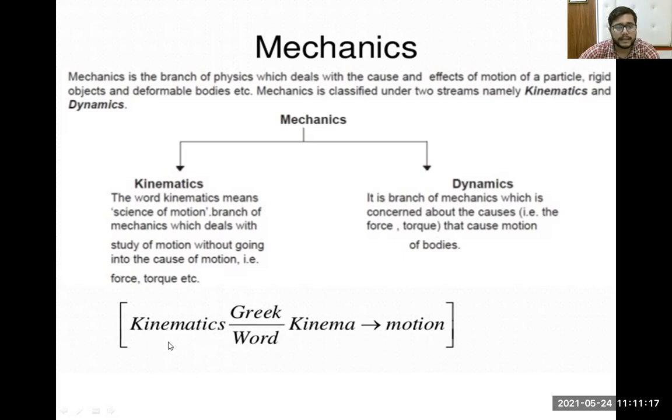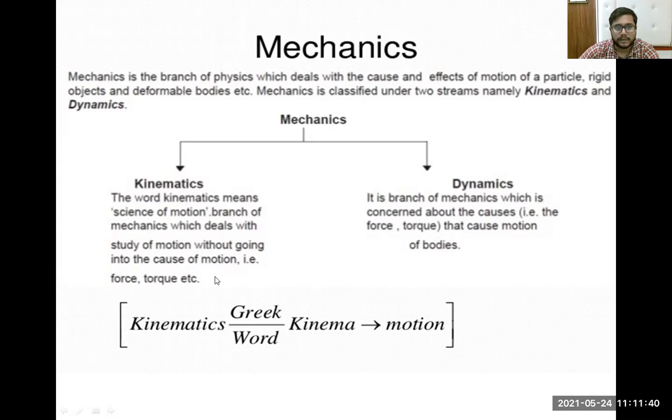See, kinematics comes from a Greek word, kinema, and it means motion. So you can say in kinematics we will discuss only the motion of the body. Okay, we will not give our interest to force or torque.